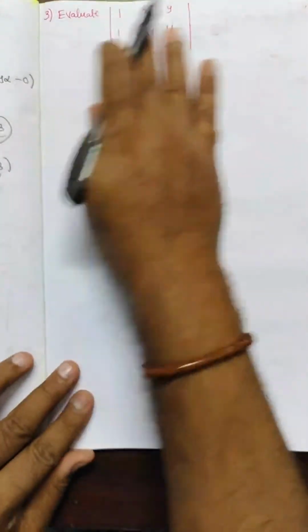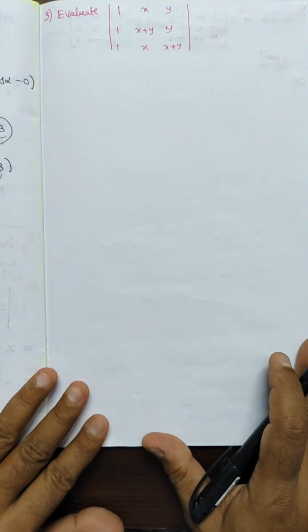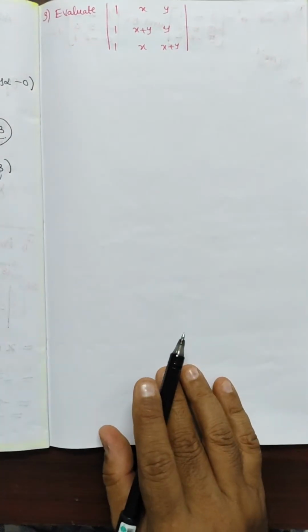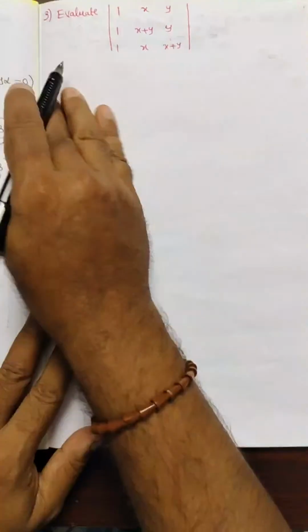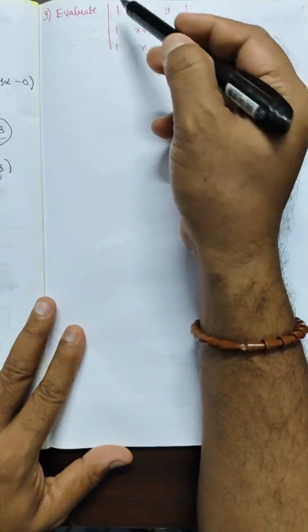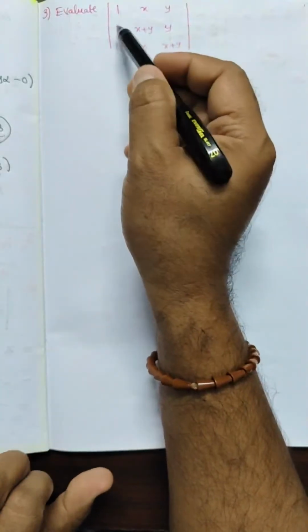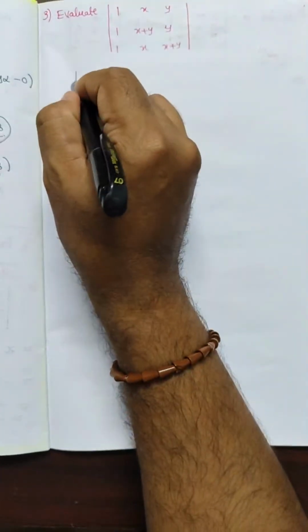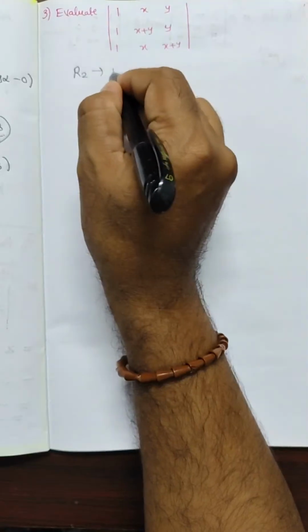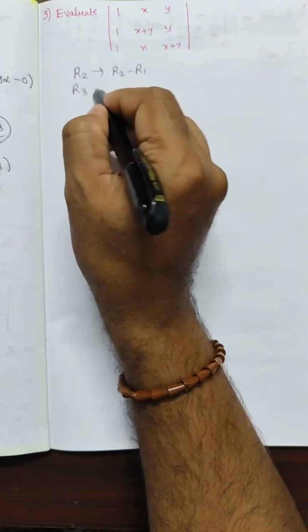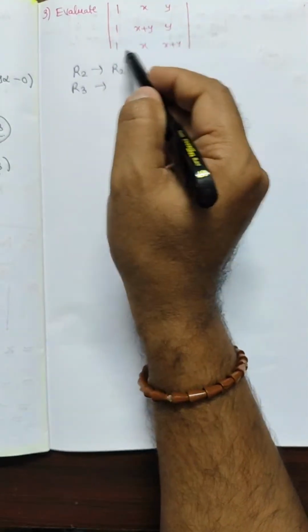See here, this question we'll do in a different way, using row operations and column operations. If you want, we can also expand directly. But instead of that, what I am going to do is, whenever three ones come in a column or row, make two of them zeros. So R2 tends to R2 minus R1. R3 tends to, this is R2, dear students, this is R3.